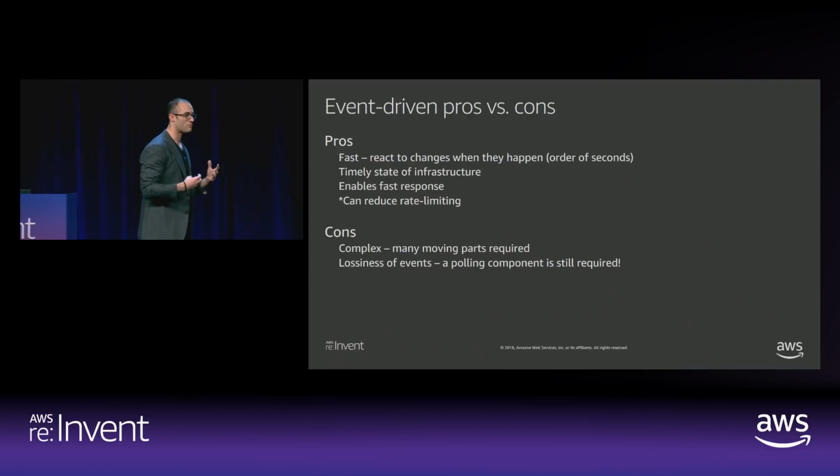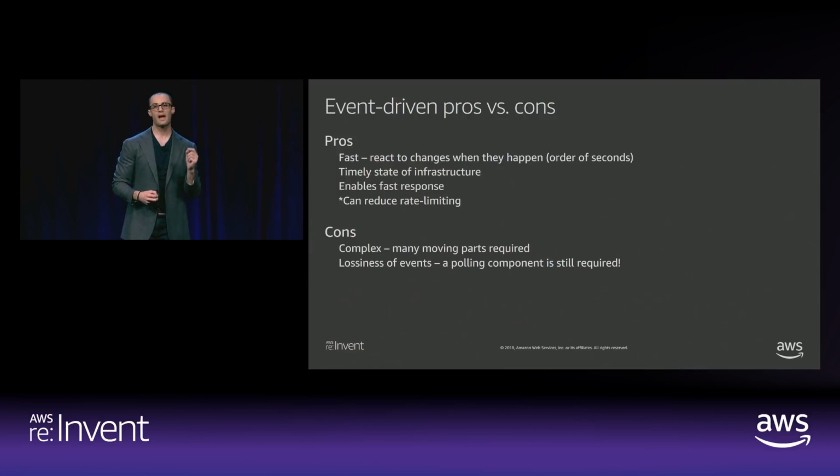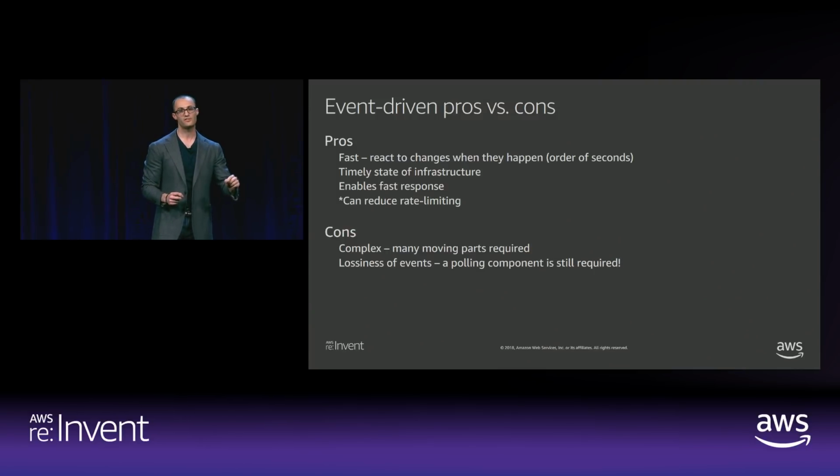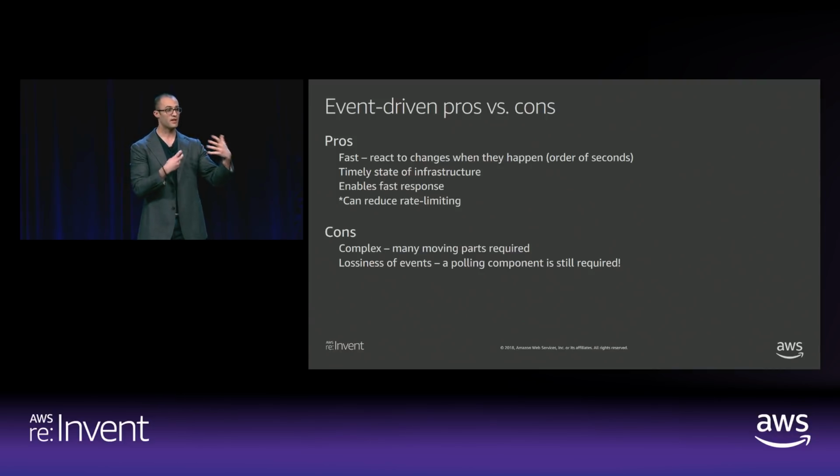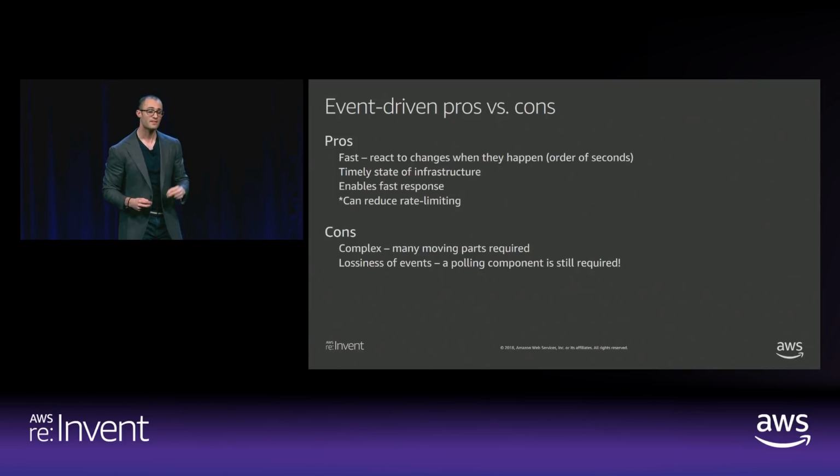Event-driven approaches. So the pros to an event-driven approach is that they're fast. You can react to changes as they happen immediately. This allows you to get a timely state of your infrastructure and also allows you to react to changes as they occur. So if you see something in your infrastructure that is insecure, you can very quickly react to that and fix it. And this can also reduce rate limiting because you're only responding to the actual legitimate changes in your infrastructure. There's cons to this approach as well.